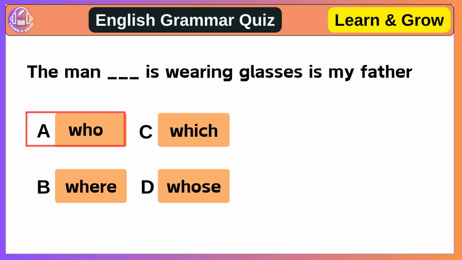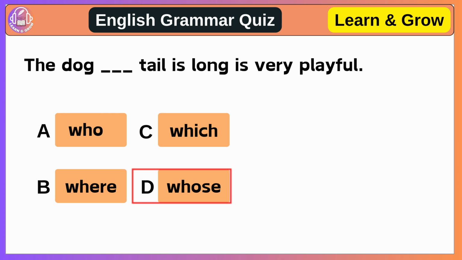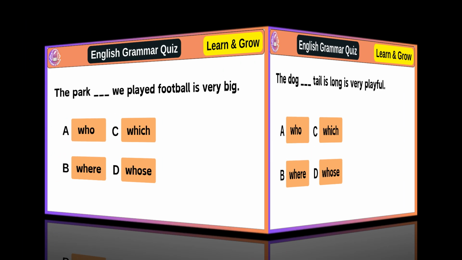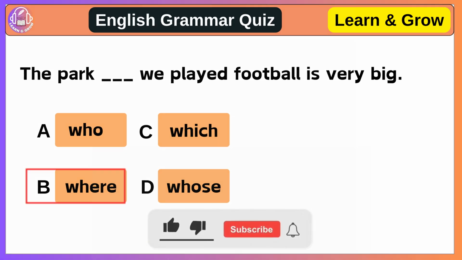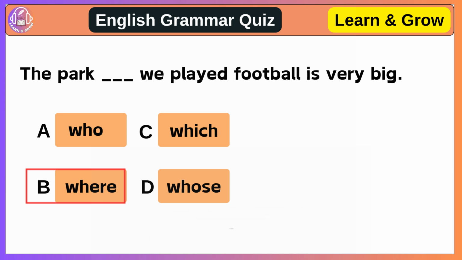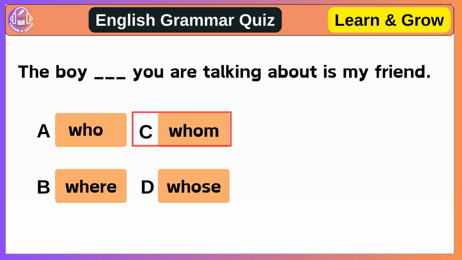Option A, who? The man who is wearing glasses is my father. Option D, whose? The dog whose tail is long is very playful. Option B, where? The park where we played football is very big. Option C, whom? The boy whom you are talking about is my friend.